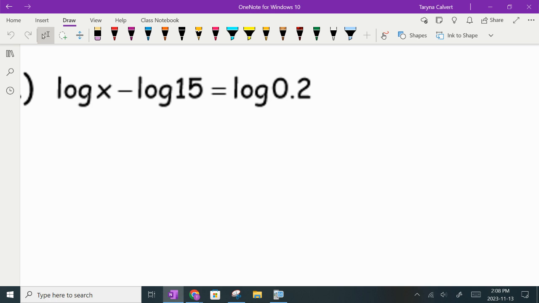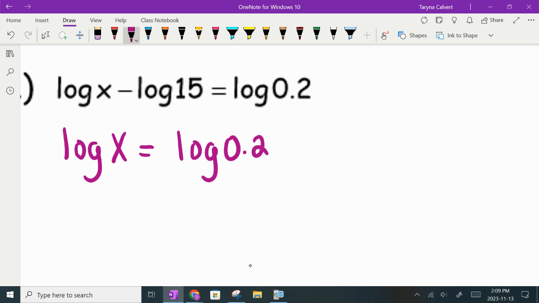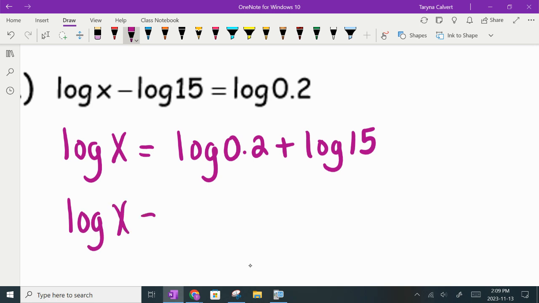If you move it to the other side, you have the piece that has the x isolated on one side, so I would suggest you do that. It's just one less step later, because you're going to have to move something at some point. If you move it right now, we're going to have log 0.2 plus log 15. Can we put the right side together? Then we're going to have log x equals log 0.2 times 15.